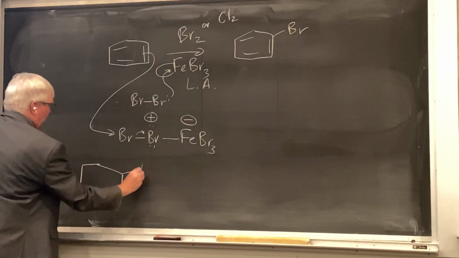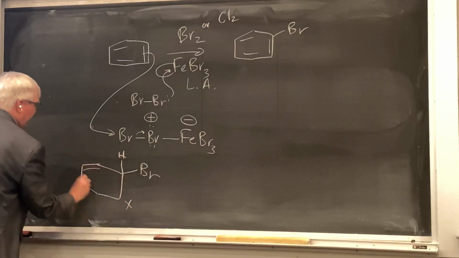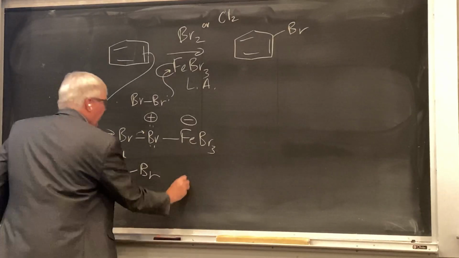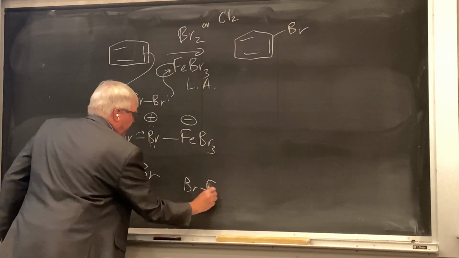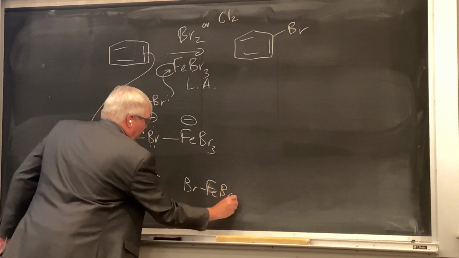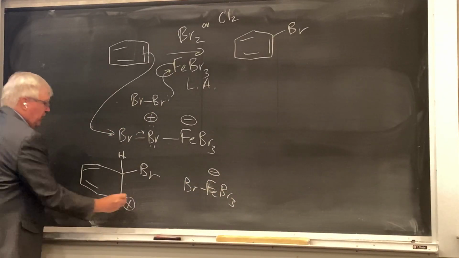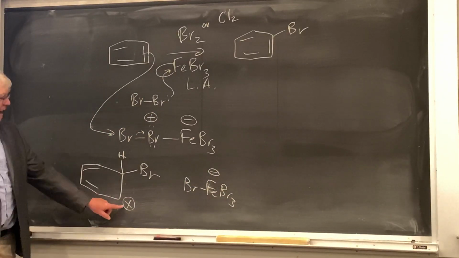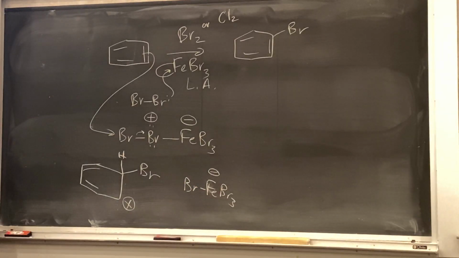What do we get? Bromine's on there now. We still have that hydrogen there, and we have the cation there. And what do we have here? We have bromine onto the iron. There's 3 there, and it's still negatively charged. So overall, we're still neutral for the system. We have the cation here and the tetrabromoferrate right there.